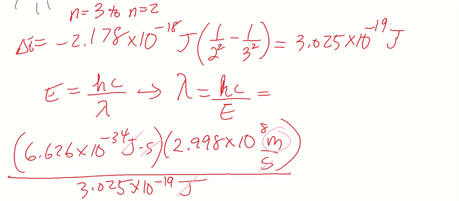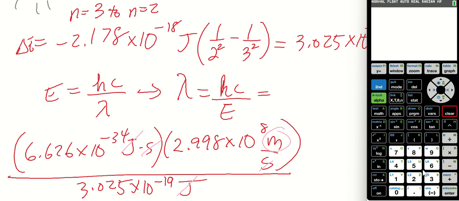Now let's go back to our calculator and punch these numbers in: 6.626 times 10 to the negative 34 times 2.998 times 10 to the 8 divided by 3.025 times 10 to the negative 19. There's our wavelength. Put that in nanometers. There it is, we just confirmed it: 656 nanometers.